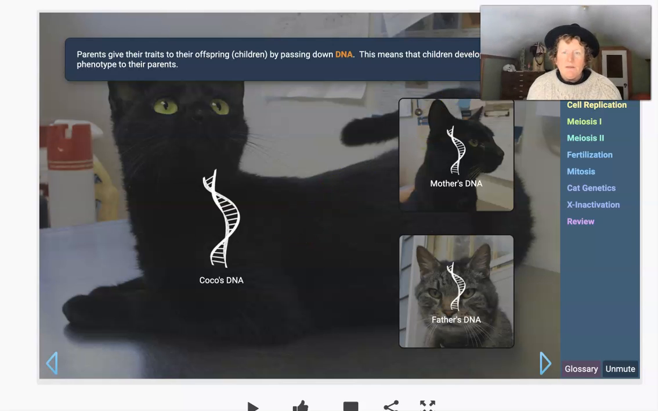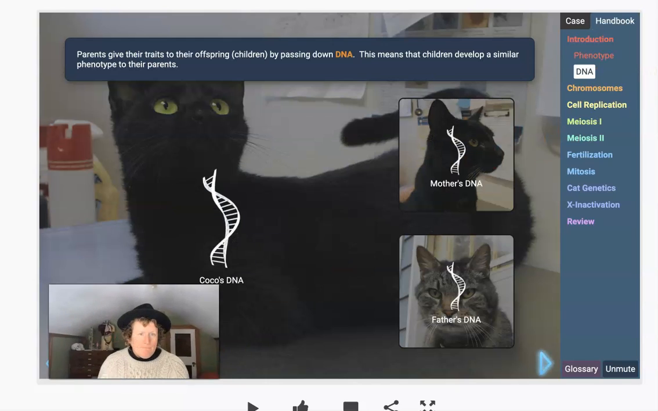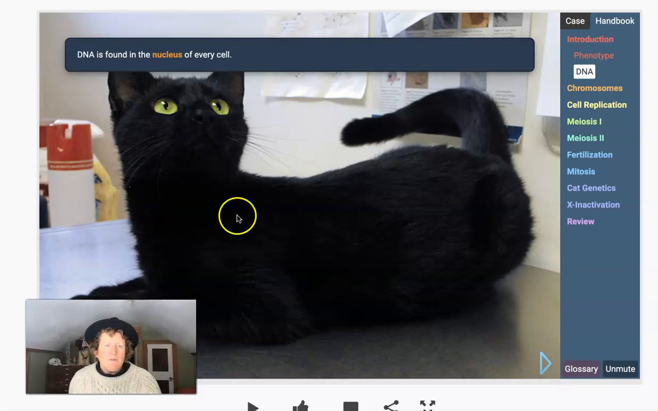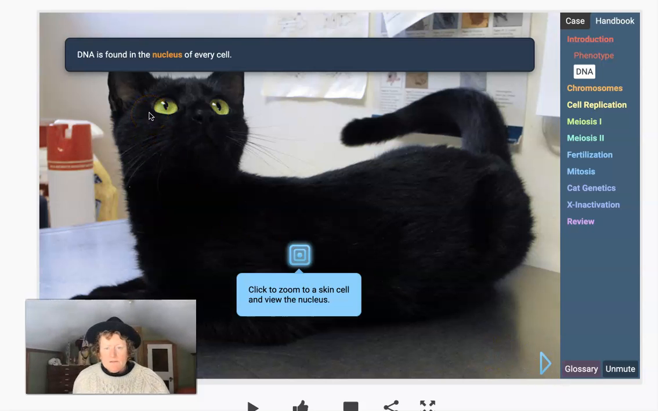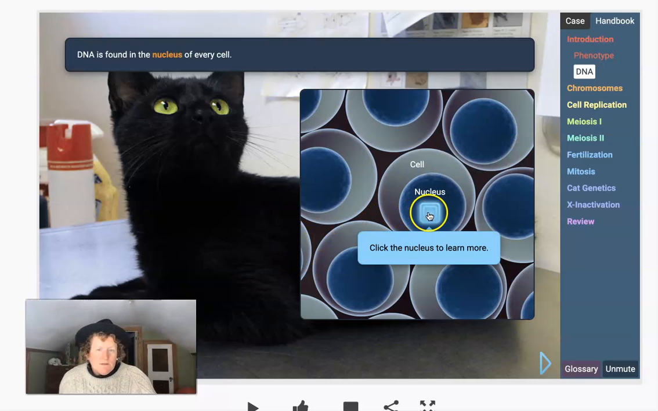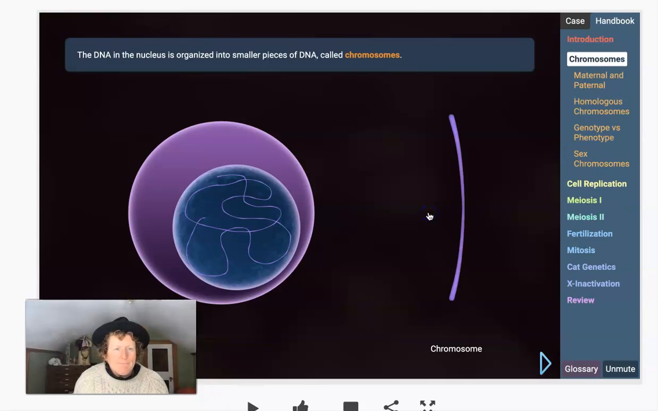So parents give their offspring their traits by passing down DNA. This means that children develop a similar phenotype to their parents. Doesn't necessarily mean it's exactly the same, but it's somewhat similar. DNA is found in the nucleus of every cell. So let's zoom in here. So there's a nucleus. They're not always that big.